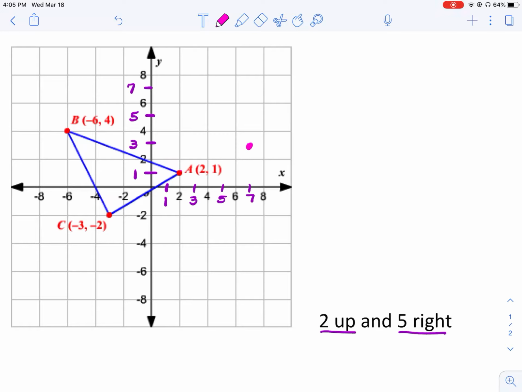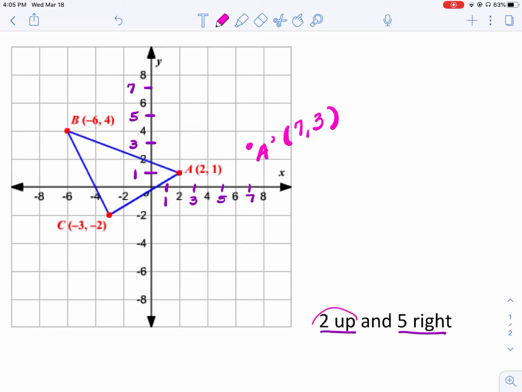I'm going to call it now A prime, or A with a little apostrophe. And let's actually name the coordinate, or the ordered pair. It looks like it's all the way at 7, and it goes up to 3. So 7, 3.